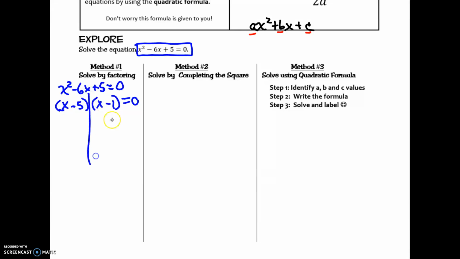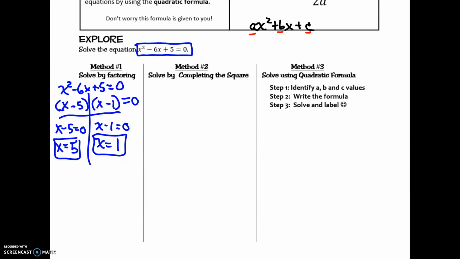So I have to tee it up and I have to solve for x. So x minus 5 is equal to 0, which will mean that x equals +5. And x minus 1 equals 0, so that will mean that x equals +1. So now I know the roots, and this obviously was the most efficient method for this polynomial.